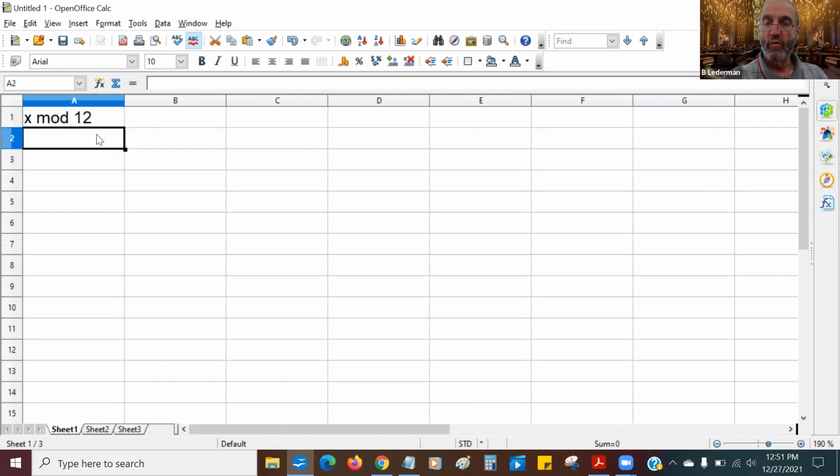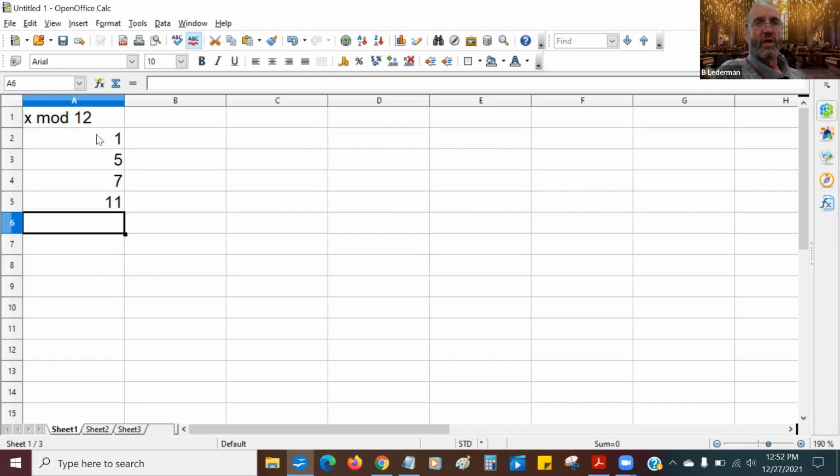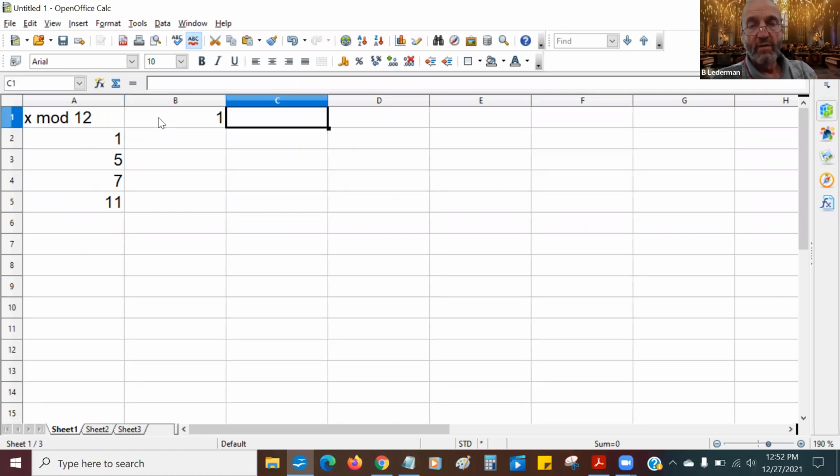So in mod 12, we have 1. Now 2 is not relatively prime, 3 is not relatively prime, 4 is not, 5 is, 7 is, and I think 11, is that it? Anything else? Let's just make sure we got this right here. 2 and 3 go into 12, right? 4 also goes into 12. 6 goes into 12. 8 has a 2. 9 has a 3. 10 has a 2. 11 is not. So over here I have 1, 5, 7, and 11.